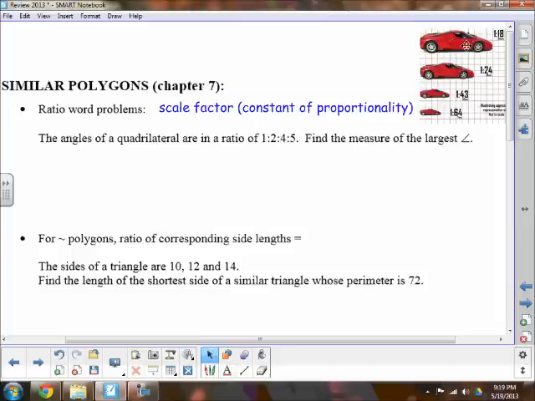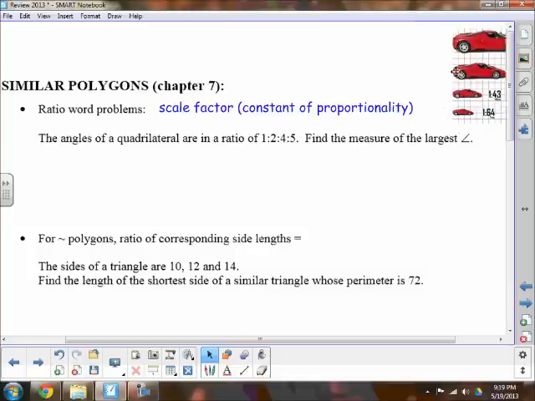For the models here, this is a Lamborghini, each of these models has a different scale factor. The first one is 1 to 18, which means it's 1/18th the size of the original car. The next one is 1/24th, which means that it is 1/24th the size of the original car, or every part of it, all its corresponding parts, is 1/24th the size of the original object.